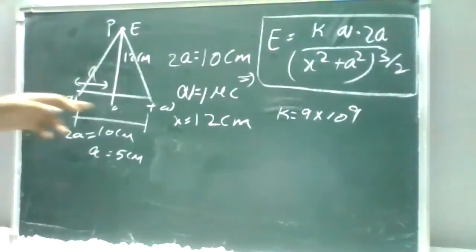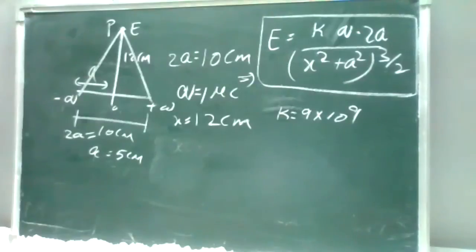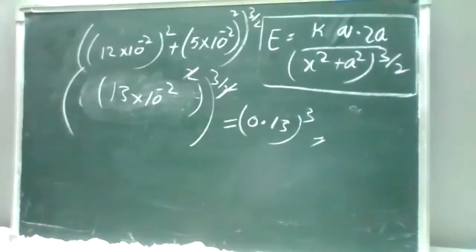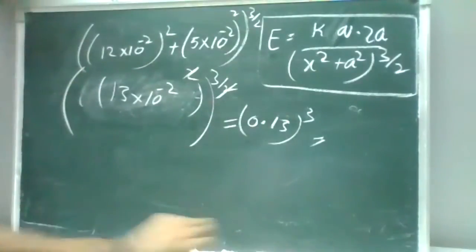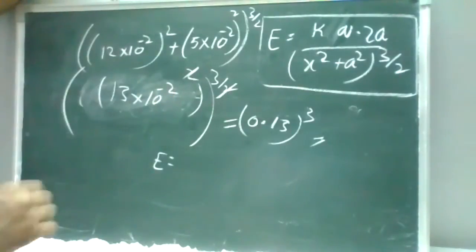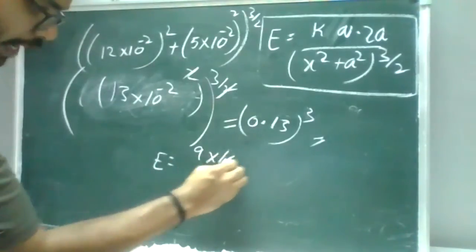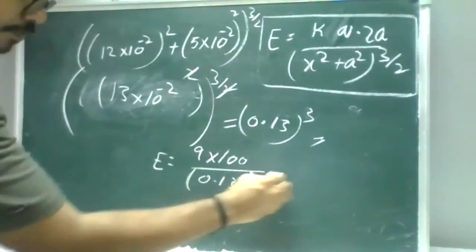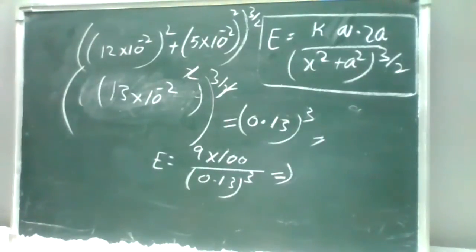Okay, the K value is known, and the charge is 1 microcoulomb. 2A value is 10 centimeters, A value is 5 centimeters. Try to find the relations, substitute the formula and try to find. In the numerator, 0.13 whole cube comes. So the final relation for this electric field E: Q into 2A, when I multiply, it will be 100, and I have removed the 10 powers, so it will be around 100. So 9 into 100 by 0.13 whole cube. When you do it, you'll get the answer. Now try it.